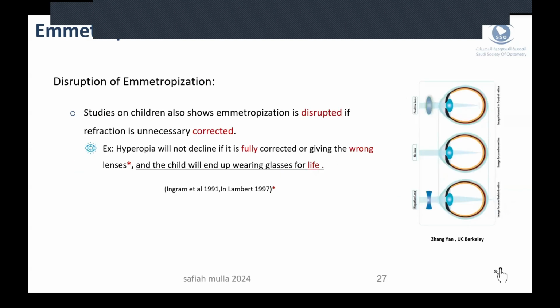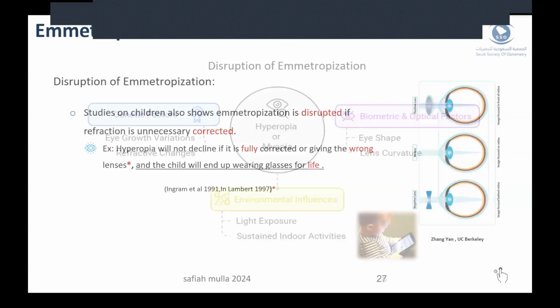Also, studies on children show that emmetropisation is disturbed if the refraction is unnecessarily corrected. So, for example, if the hyperopia is corrected, it will not decline, and then the child will end up wearing glasses for the rest of his life. So you have to be careful if you want to interfere to correct the refraction the child has during the early stage of development.